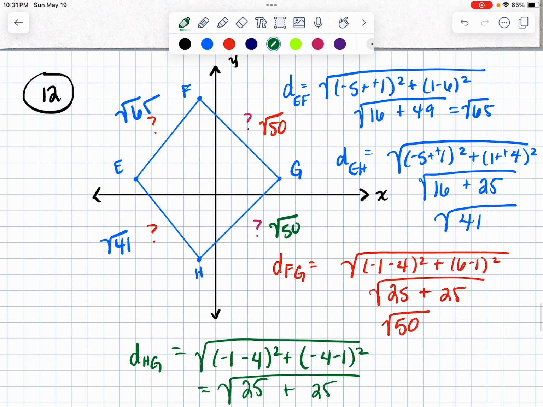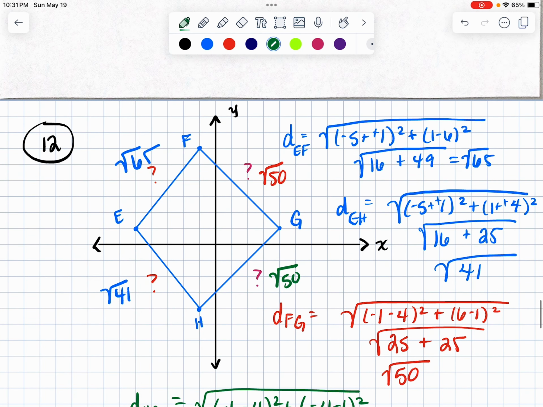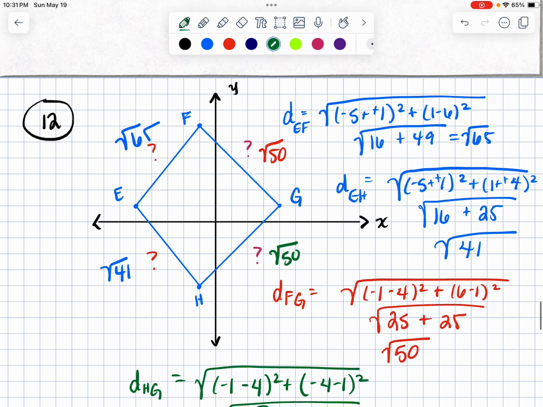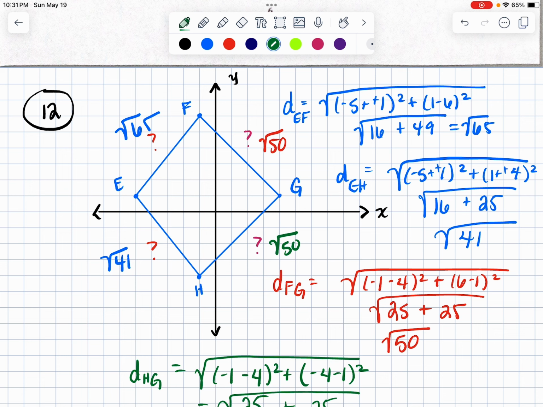Maybe I did E to F incorrectly, so let's look at my E to F. So E is negative 5 minus negative 1. I did that correctly. And then 1 minus 6 is... Oh, see, there's my mistake. Okay, I knew it looked like a kite. 1 minus 6 is not 7. 1 minus 6 is 5, so that should be 25.